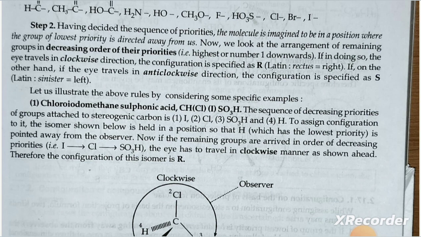Let us illustrate the above rules by considering some specific examples. First is chloroiodomethane sulfonic acid.